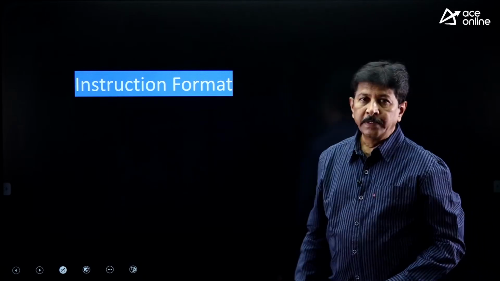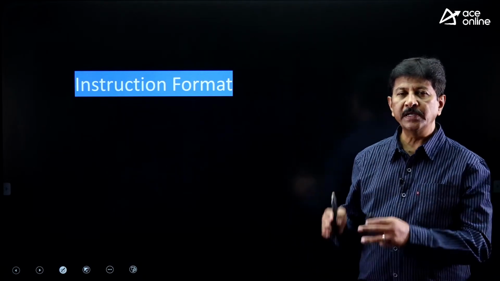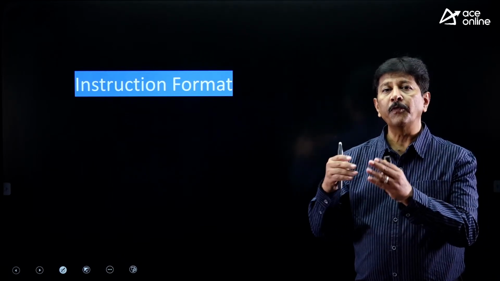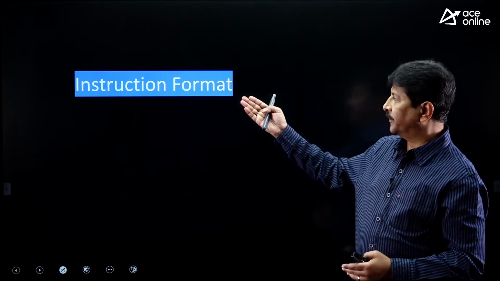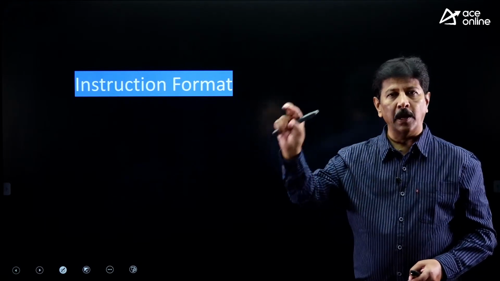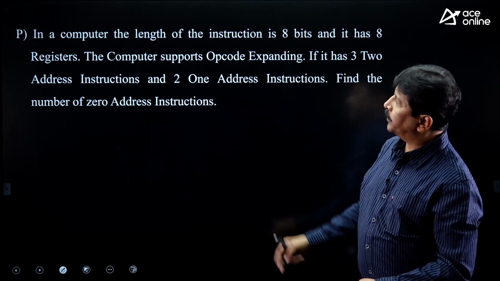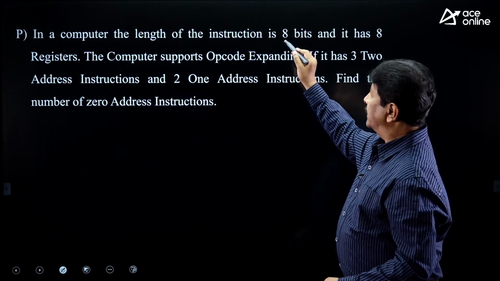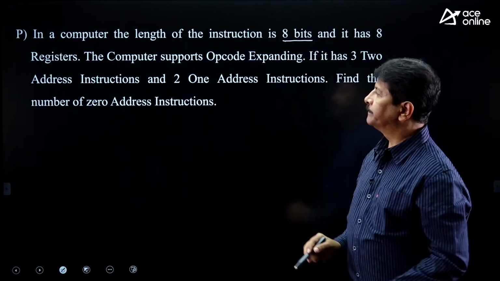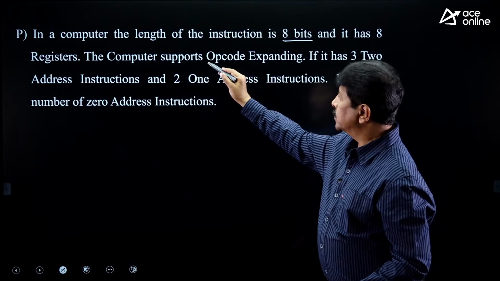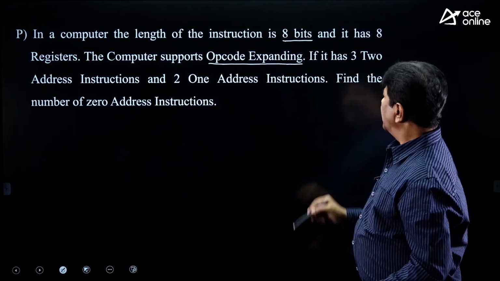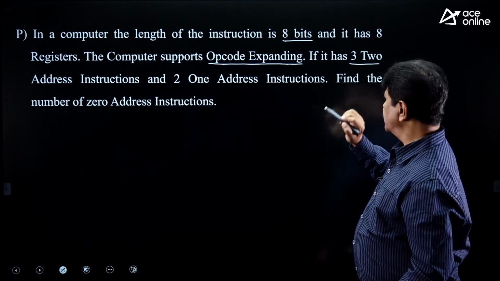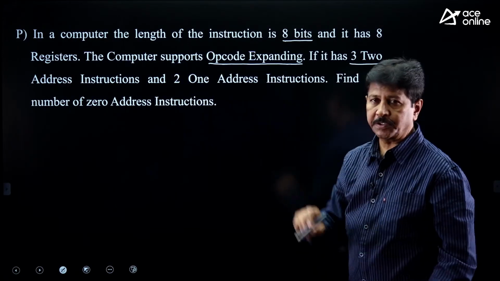Right, the instruction format. We know an instruction contains one opcode and then a number of operands, so an instruction is opcode followed by operands. Many times we get this type of question: the length of the instruction in a computer is 8 bits, and the computer supports opcode expanding. If it has 3 2-address instructions and 2 1-address instructions, find the number of 0-address instructions.